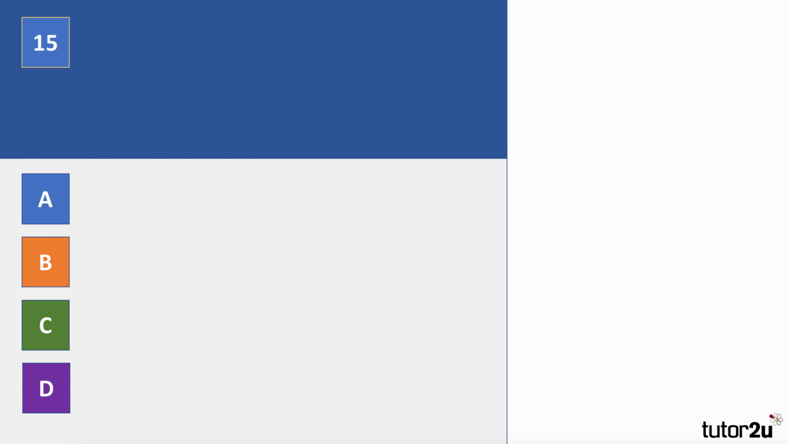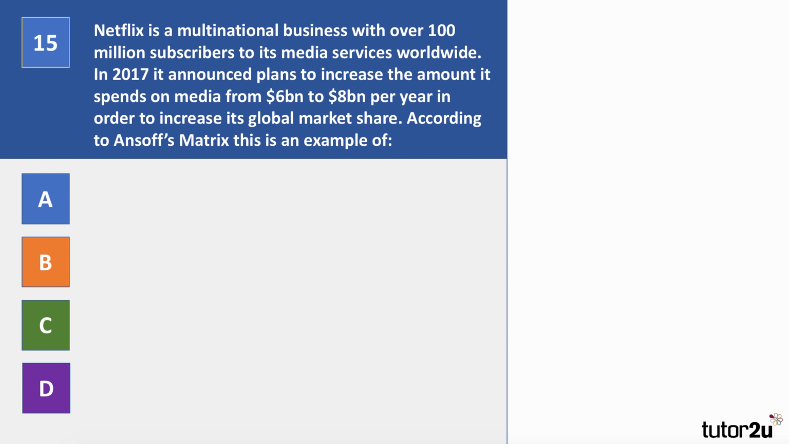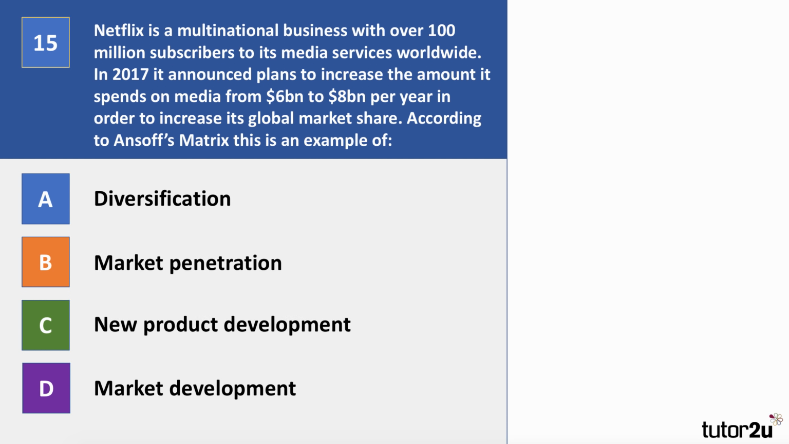Okay, last question, 15. Netflix is a multinational business with over 100 million subscribers to its media services worldwide. In 2017, it announced plans to increase the amount it spends on media from $6 billion to $8 billion per year in order to increase its global market share. According to Ansoff's matrix, this is an example of what? So one of these classic Ansoff questions now, which one of those 4 options is that example there for Netflix?